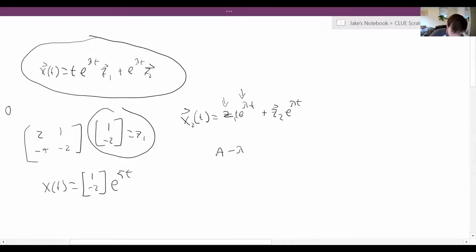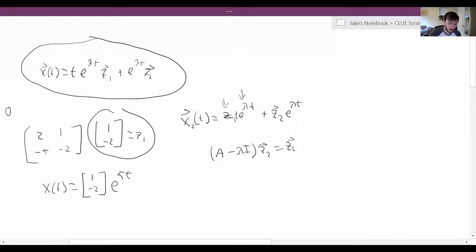So normally we would do A minus lambda I times z equals 0. So for z2, we do a very similar thing instead. This was for z1, right? Now we want to know z2. If we just set it equal to 0, we'll get the same number. So what we do instead is we set it equal to z1. Now again, this feels a little weird. We'll walk through the problem.